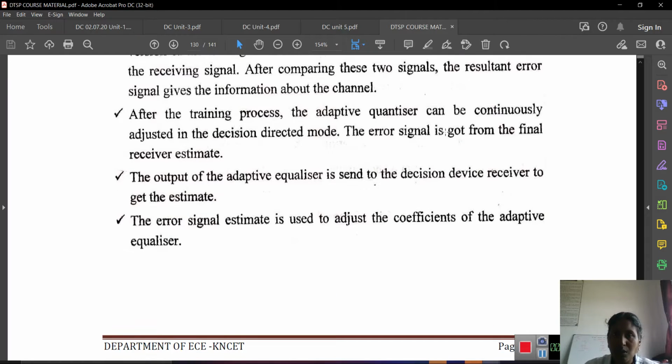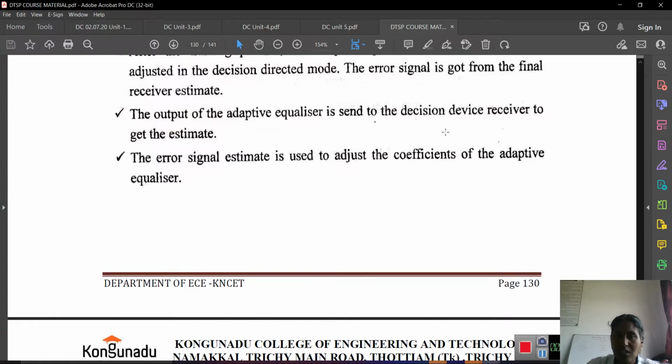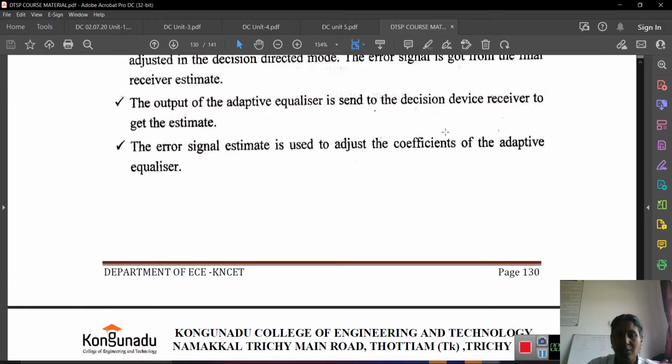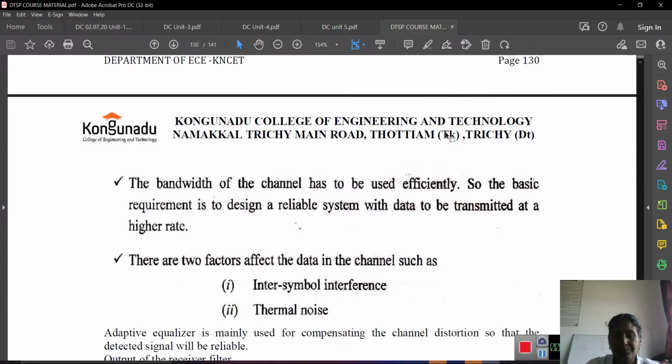After the training process, the adaptive equalizer can be continuously adjusted in the decision directed mode. Then the error signal obtained from the final receiver estimate will be good. The output of the adaptive equalizer is sent to the decision device at the receiver to get the estimate. The error signal estimate is used to adjust the coefficients of the adaptive equalizer.